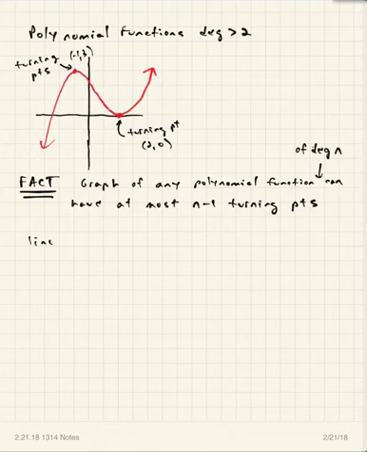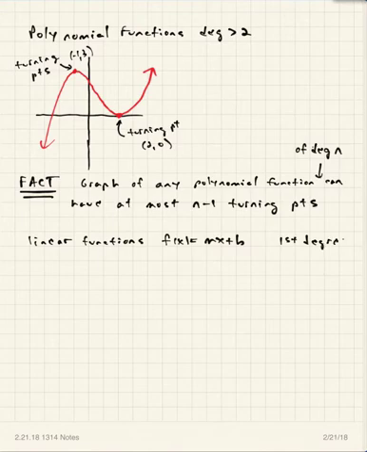Linear functions, remember, are lines. Those functions are first degree polynomial functions, right? f(x) = mx + b. These are first degree polynomial functions. And so what's the most number of turning points that you can get? The most turning points you can get is one less than the degree. So what would that be? It'd be 0 turning points.